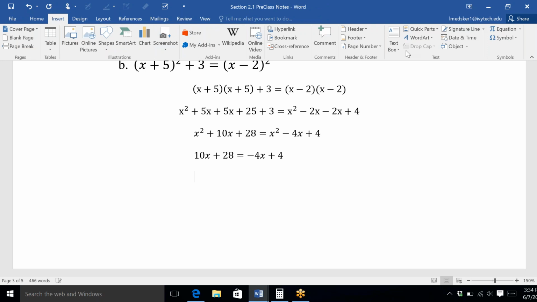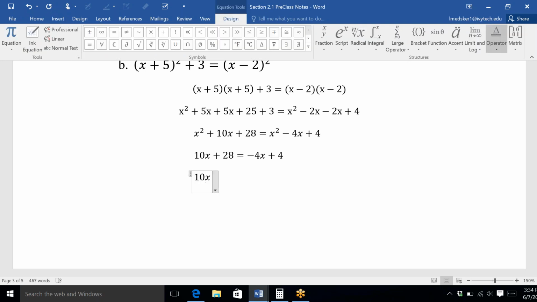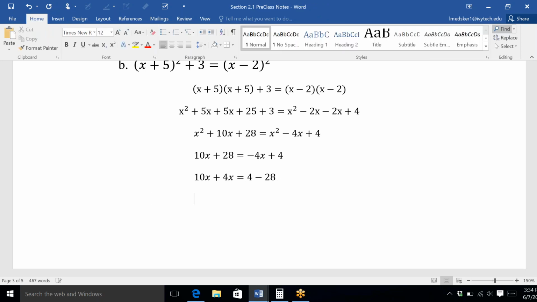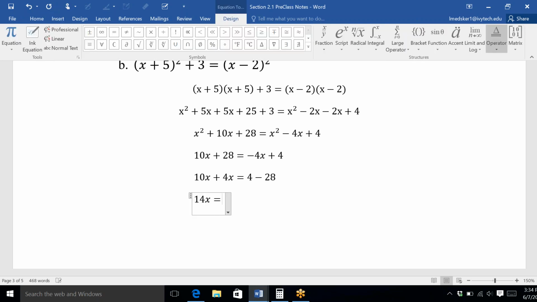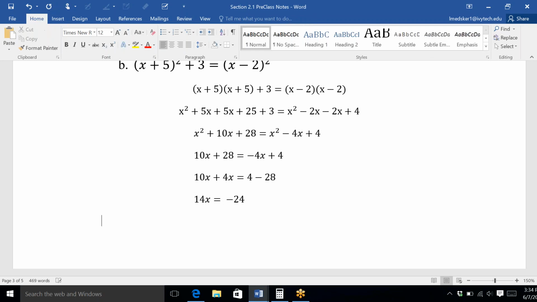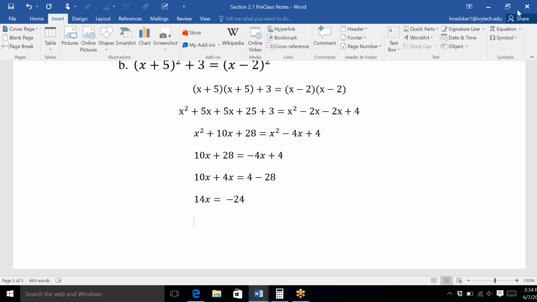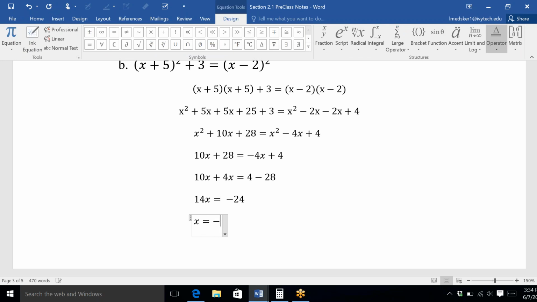So now we would want to add 4x over to be with 10x, and we would want to subtract 28 over to be with positive 4. And that gives us 14x equals negative 24. Final step would be to divide and then reduce our fraction. So we would have had negative 24 divided by 14, but both of those are divisible by 2, so this would be negative 12 divided by 7.